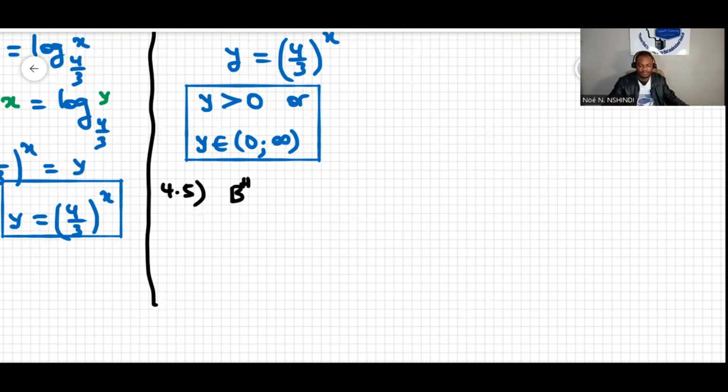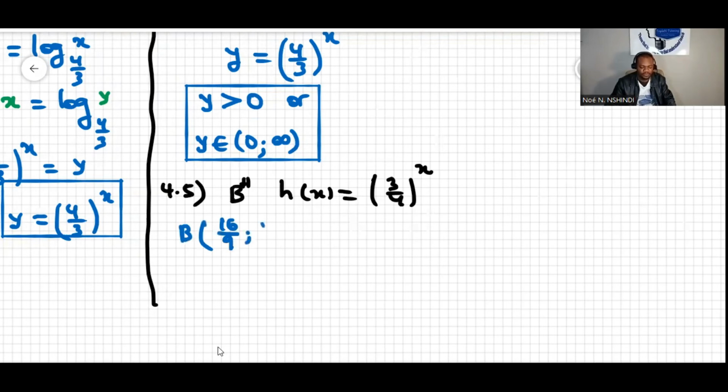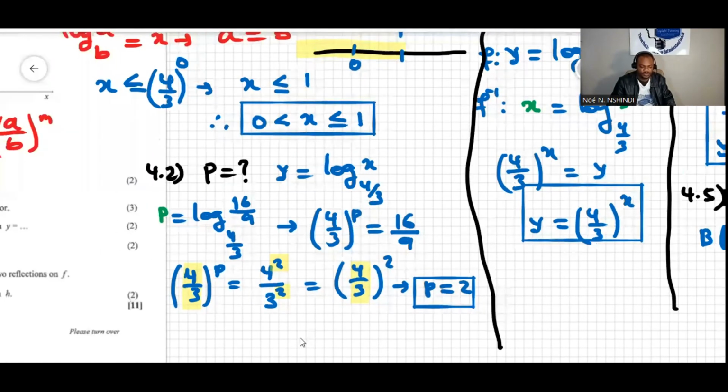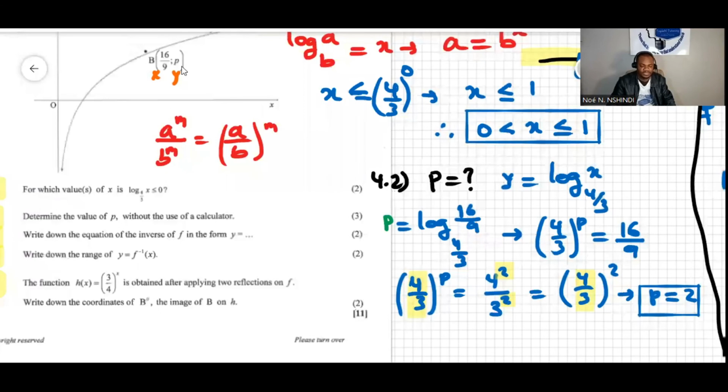And then, okay, h of x is given by 3/4 to the power of x. Now, 2 reflections here. What does it mean? First of all, I'm going to write the point B. The point B was given by 16/9 and p, and we found the value of p was 2. Let's double check. Yeah, p was found to be 2, and then 16/9. Yes, that was the point B.